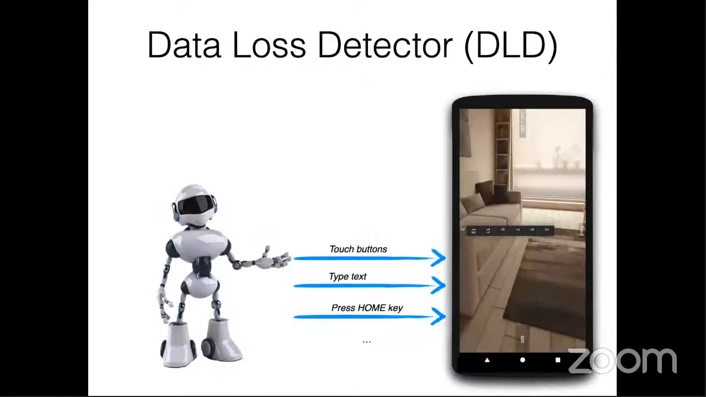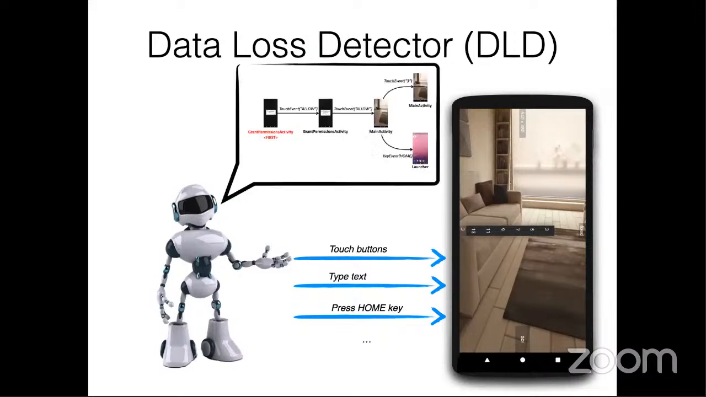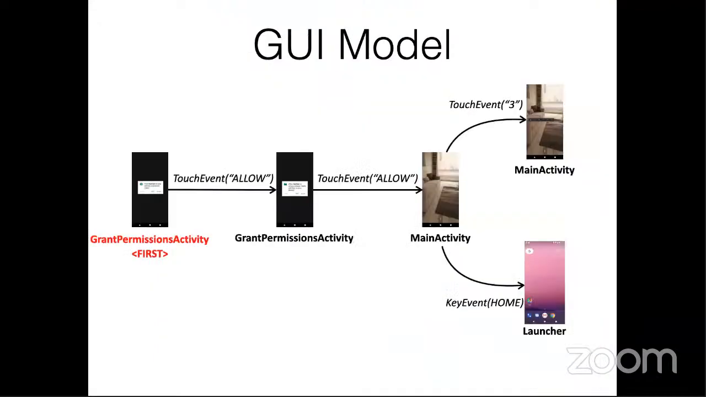DLD interacts with the application under test by performing events on the GUI, for example, touching a button or typing text in a text field. While interacting with the app under test, DLD builds a model of the GUI that is used to guide the test process. This is a graphical representation of the model.